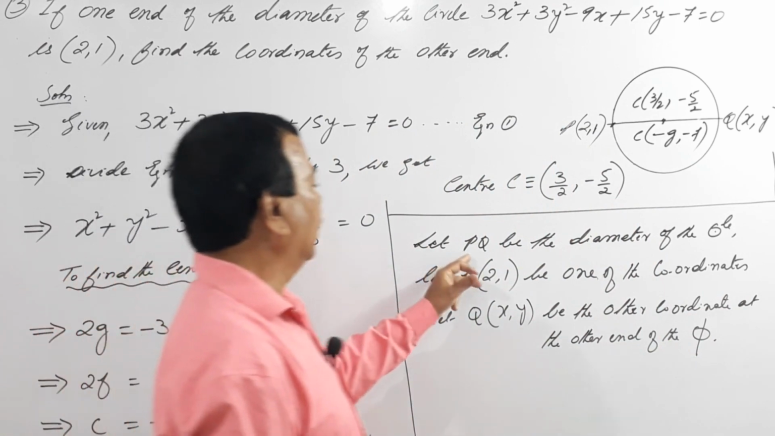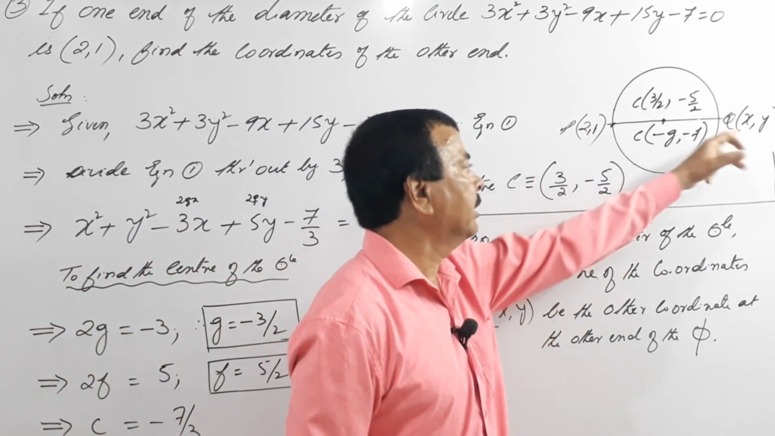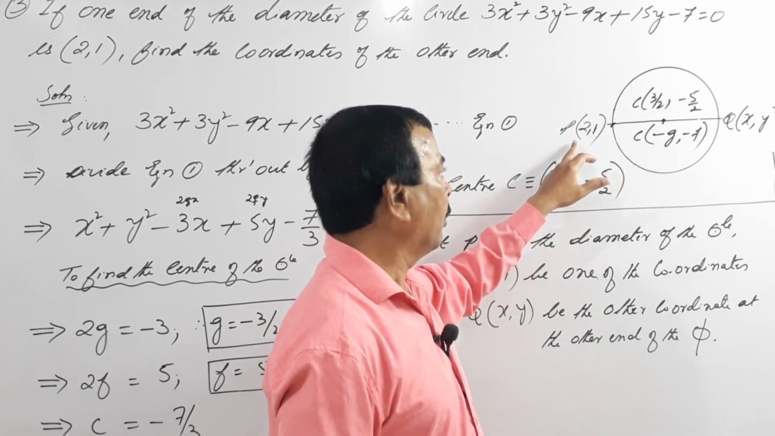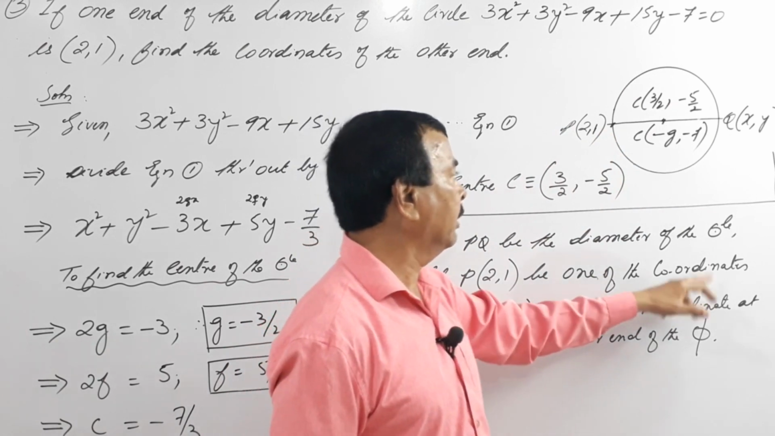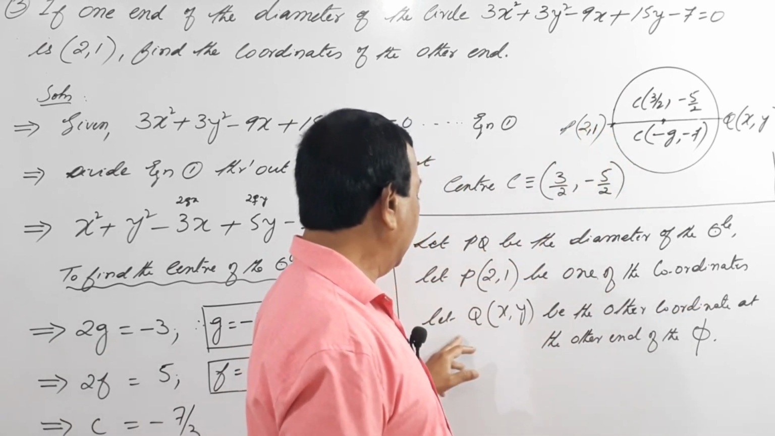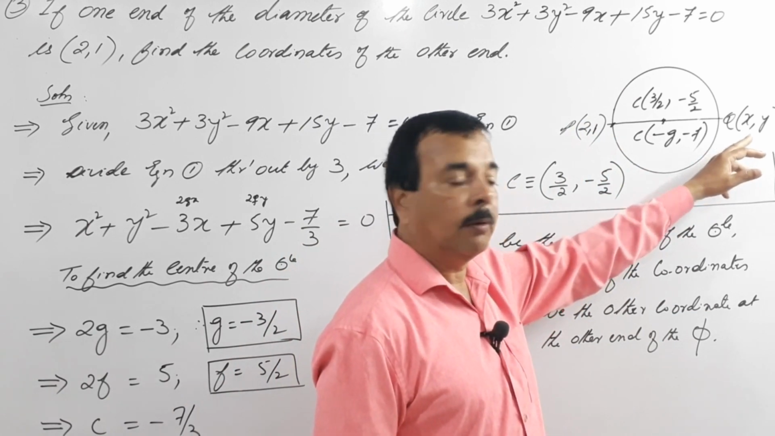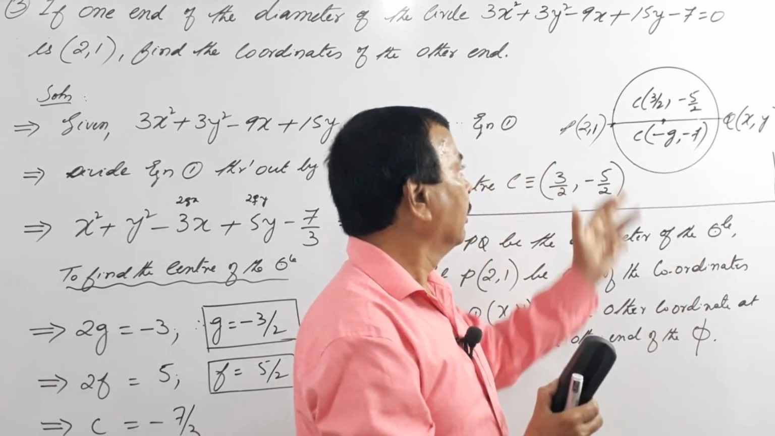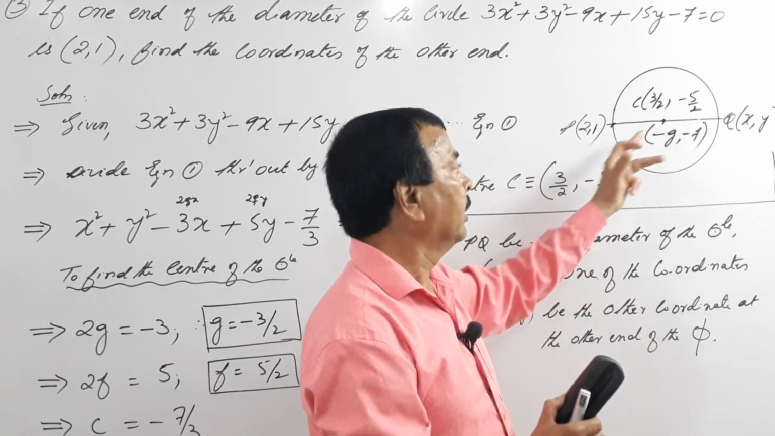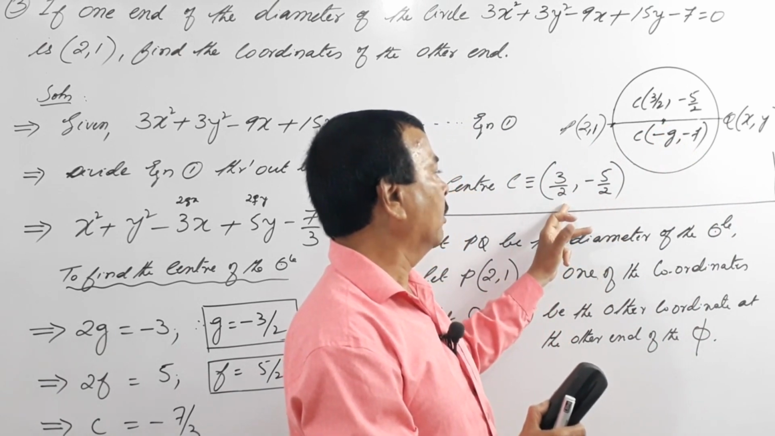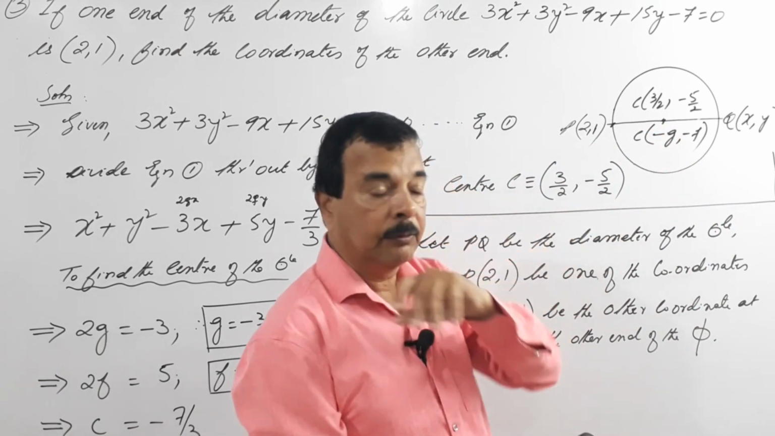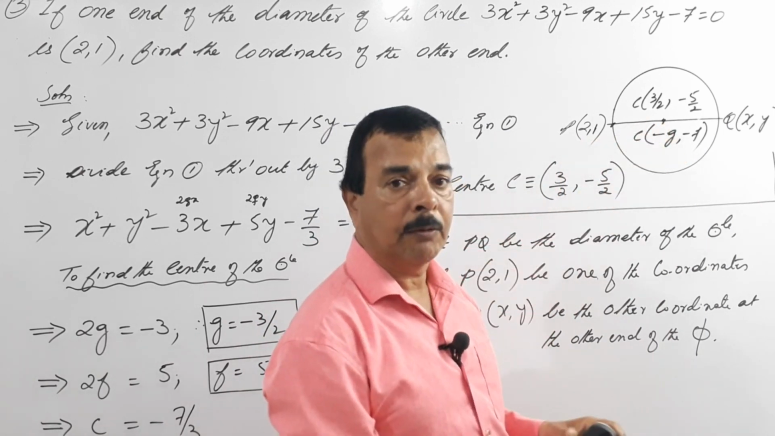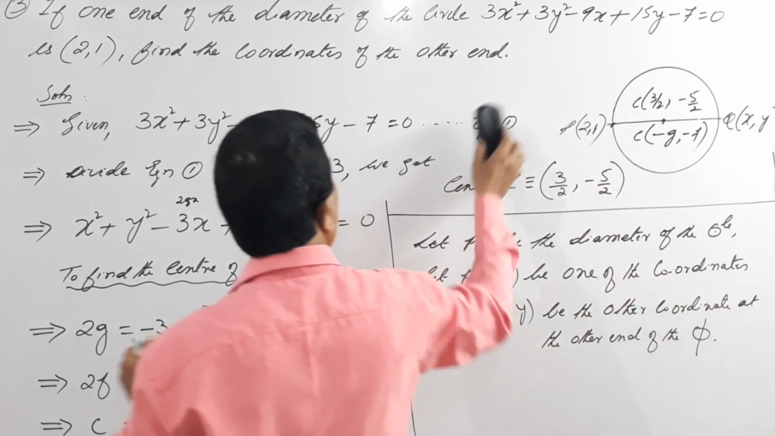So what have I done? Let PQ be the diameter of the circle. One end of the diameter is P, that is the point P 2, 1, one of the coordinates of the first end. And let Q x, y be the other end. So PQ is the diameter. We have got one point, and we have got the center point. We located the center point as 3 by 2, minus 5 by 2. So when we have one point P and C, can't we use the midpoint formula? Yes, you know.